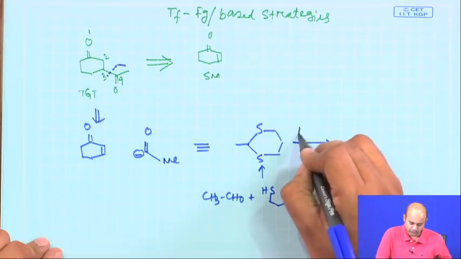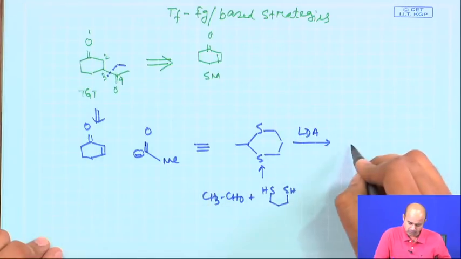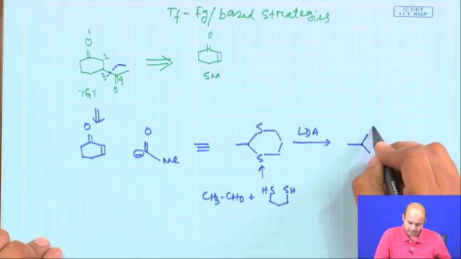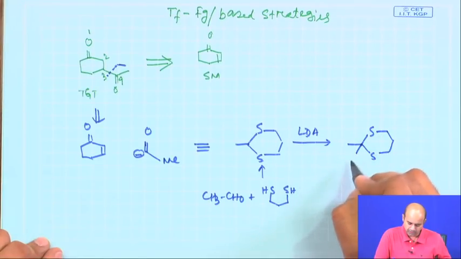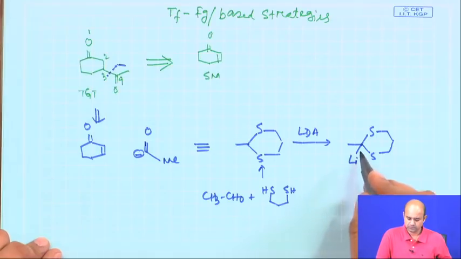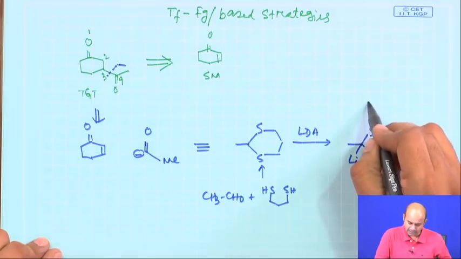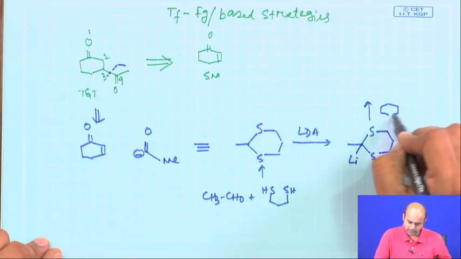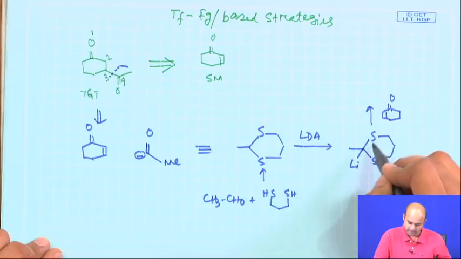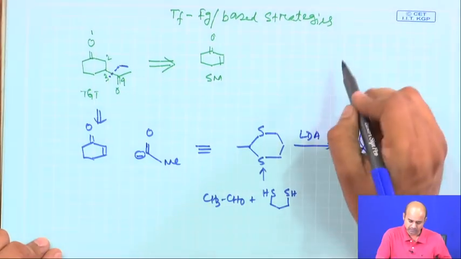Then you treat with LDA. So, what will LDA do? It will replace the other acidic hydrogen with a lithium. So, this lithium species is now active, acting as a nucleophile, and reacts with cyclohexenone, the starting material, in a 1,4 fashion.